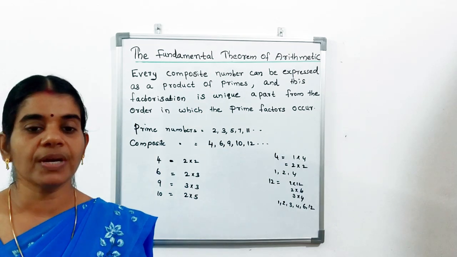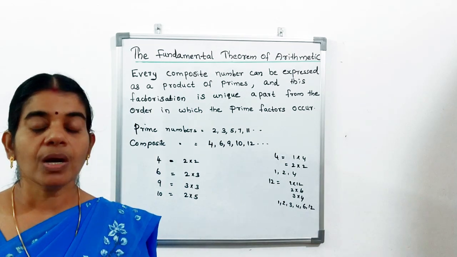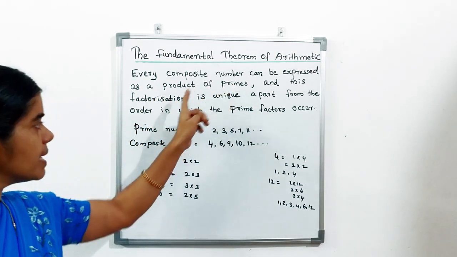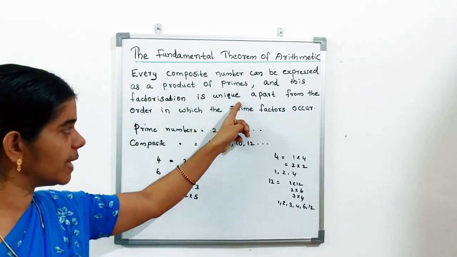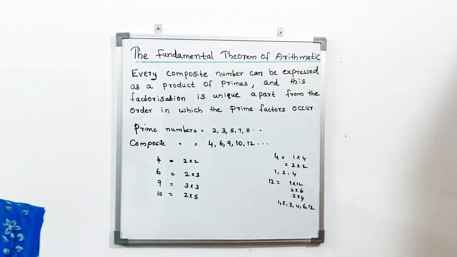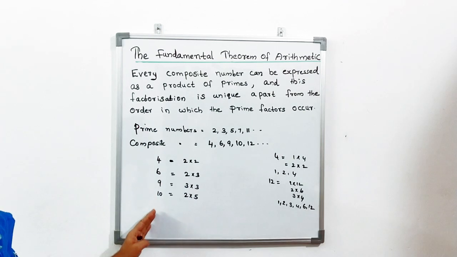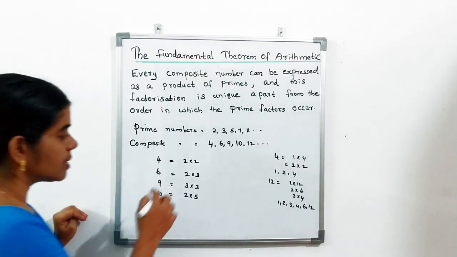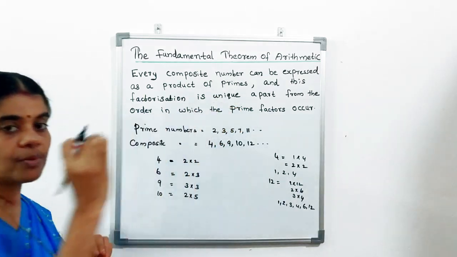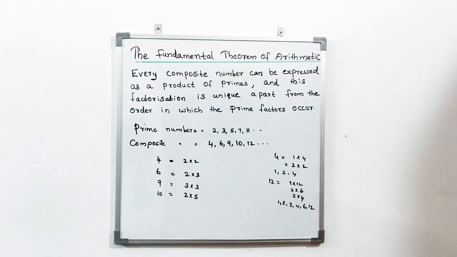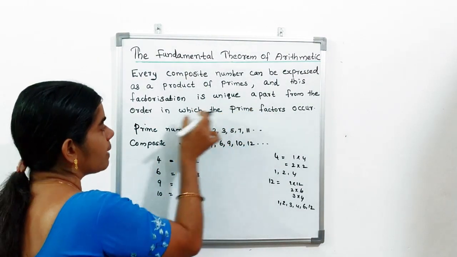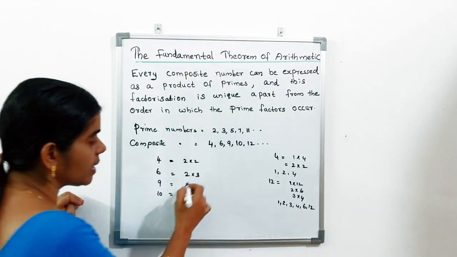Then what is meant by the fundamental theorem of arithmetic? Every composite number can be expressed as a product of primes, and this factorization is unique apart from the order in which the prime factors occur. These are all the prime factors. Every time you will get the same prime factorization, and this factorization is unique apart from the order in which. Here I have written 2 into 3.